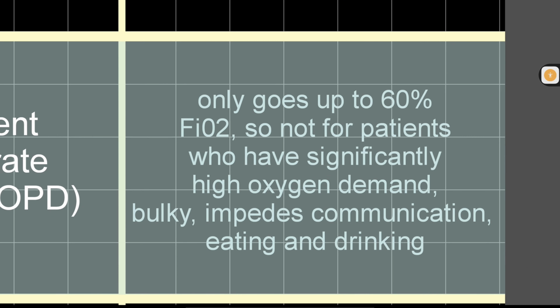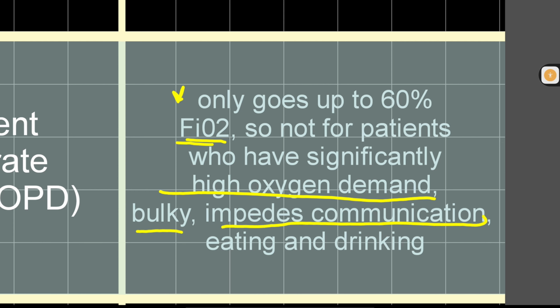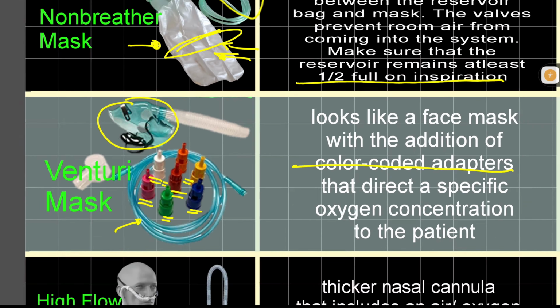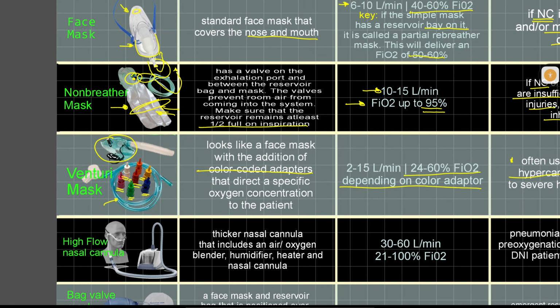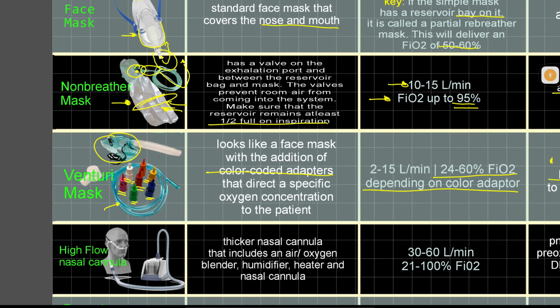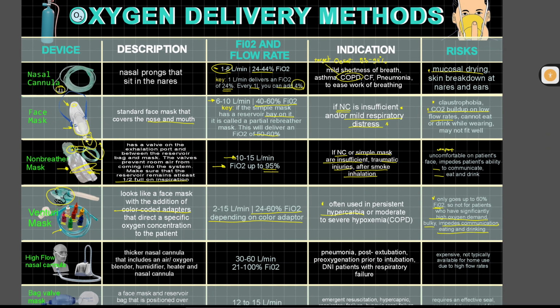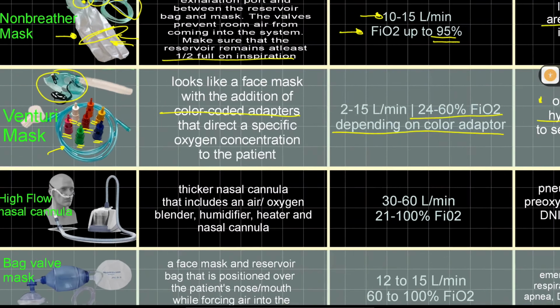All right, so what are the risks of using a Venturi mask? Now, it only goes up to 60% FiO2. That's the maximum FiO2. So, not for patients who have a significant high oxygen demand. Bulky. It impedes on communication as well as eating and drinking. Now, as you can see here, it's quite bulky. Yung mga mask natin medyo bulky yan, medyo nakakasira ng aesthetic, charing. Bulky po yung kanyang itsura. So those are some of the risks whenever you use a Venturi mask.